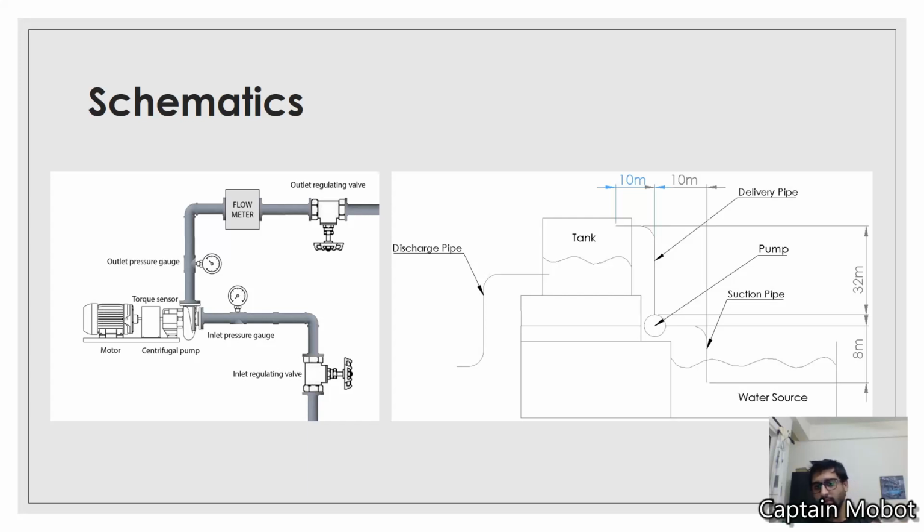On the right side you can see a simplified schematic of the underground water tank and the above water tank. Water goes through the suction pipe into the motor or pump, whereby it gets pressurized and sent through the delivery tube into the tank. And from the tank, water gets discharged to the discharge pipe for all needs and purposes.